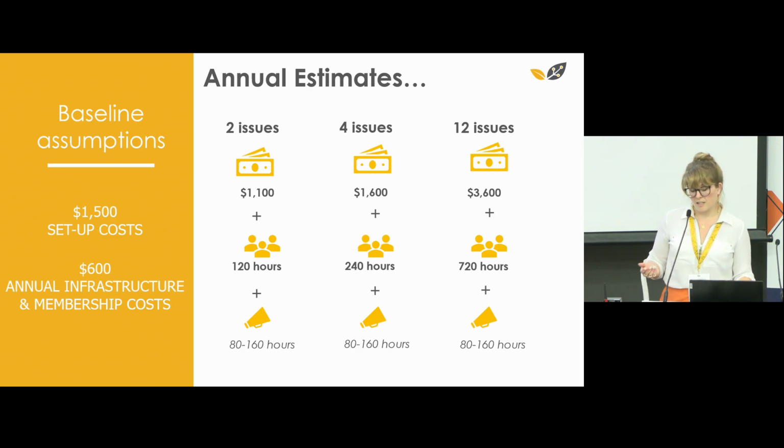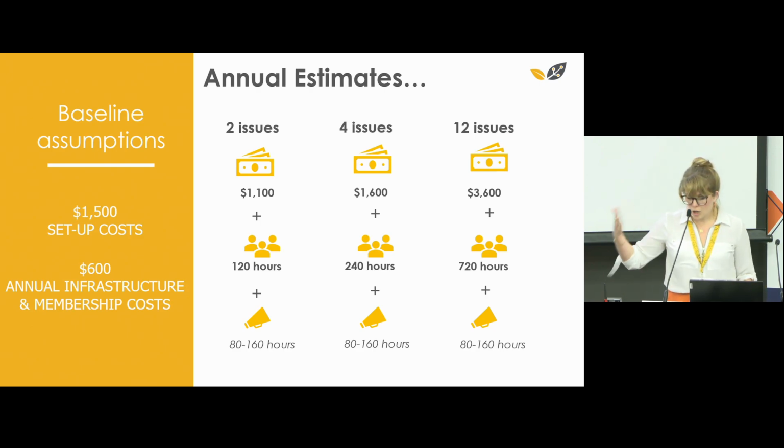And based on these estimates, we can assume the approximate setup costs, financial and human, of around $1,500 per journal, with an annual infrastructure and membership cost of around $600. And using an average of 7 articles, which is what certainly for our clients is the average, we can further assume that the cost to produce and publish each issue, on top of those annual charges, would be around $250 in direct external costs, plus a maximum of 60 hours of labour.